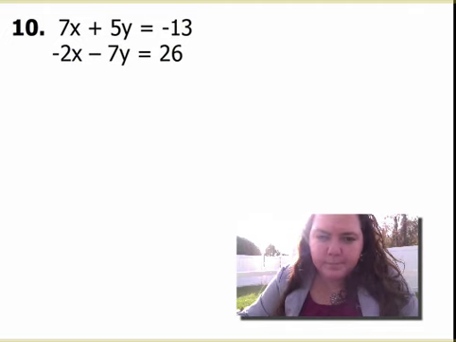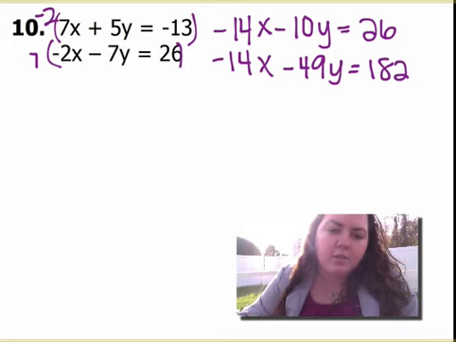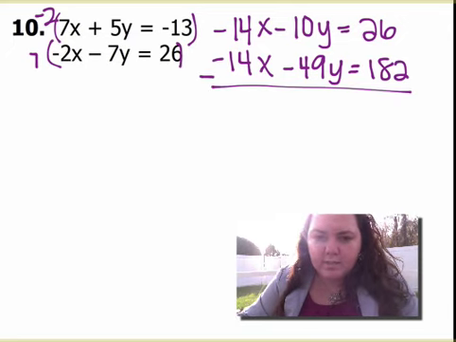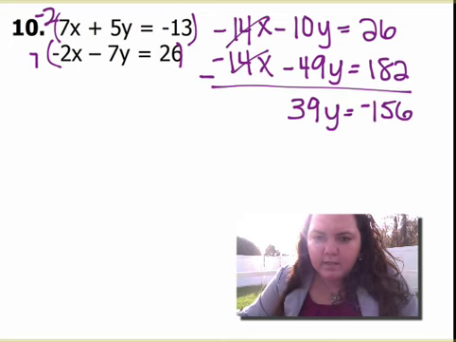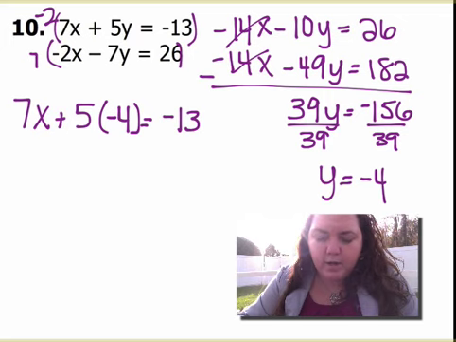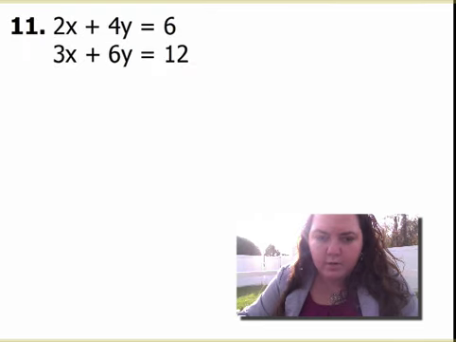Number 10. I'm going to multiply the first equation by the first number in the second equation. And I'm going to multiply the second equation by the first number in the first equation. So I get these new equations when I distribute. -14x minus 10y equals 26. -14x minus 49y equals 182. I'm getting rid of the 14x, so they have the same sign. I can subtract. Minus a negative changes it to plus, so be careful when you're doing this. Divide by 39. I get y equals -4. Now I can plug -4 in for y. Solve for x. X is 1, so my solution is 1, -4.